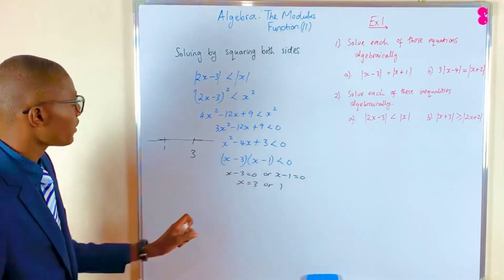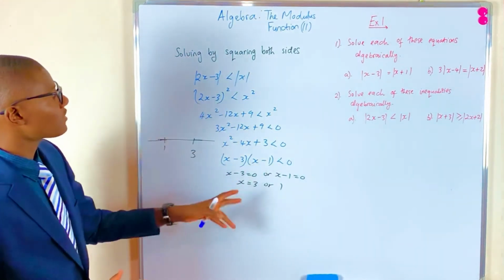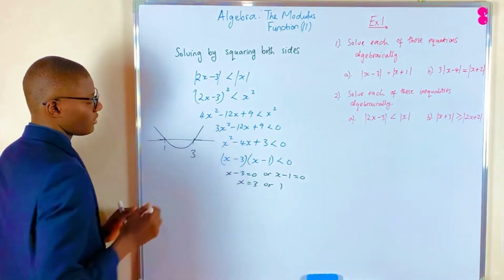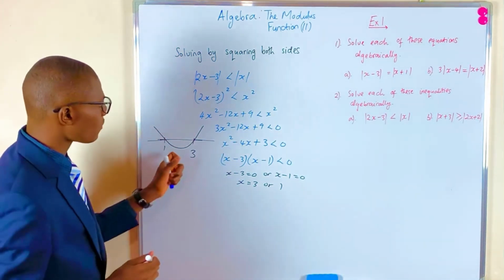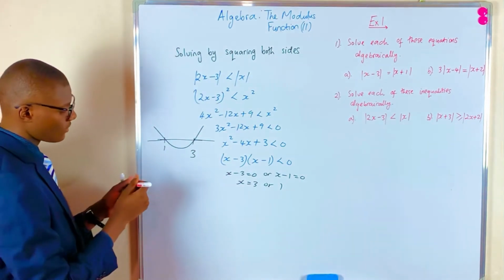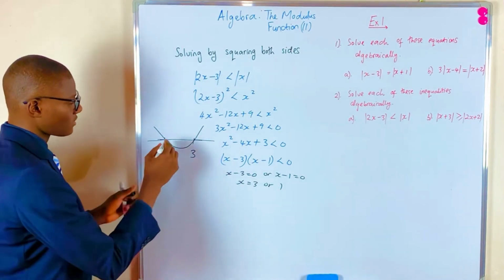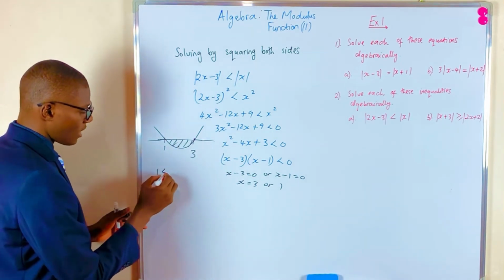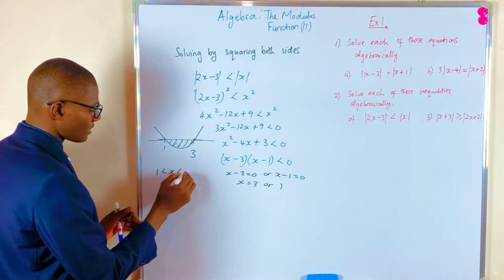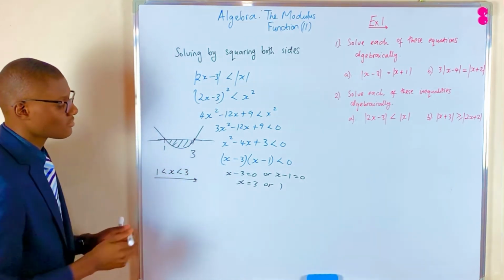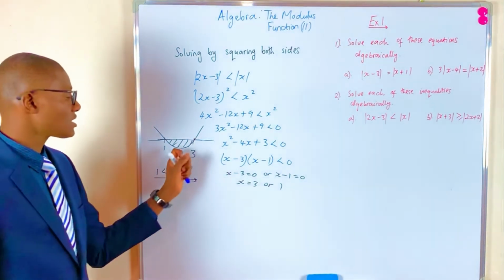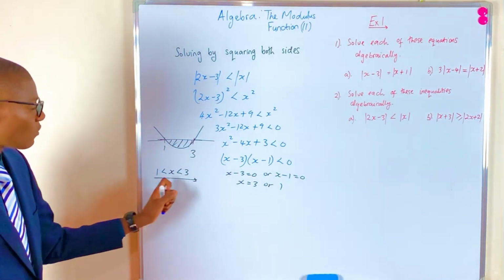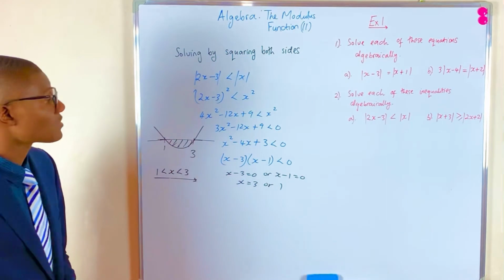But what do we know? We know that the general shape for this graph would be like this. I want the region for which y is less than 0, this below the x-axis, which is here. And this region is defined by 1 being less than x, x being less than 3. So this region is defined between 1 and 3. So we write it as x being greater than 1 but less than 3. So this is how we solve for part A.